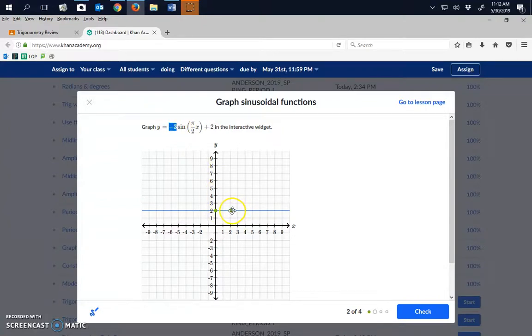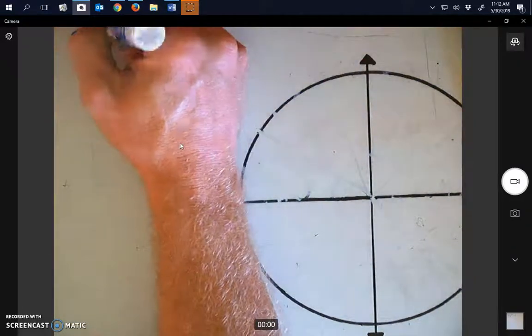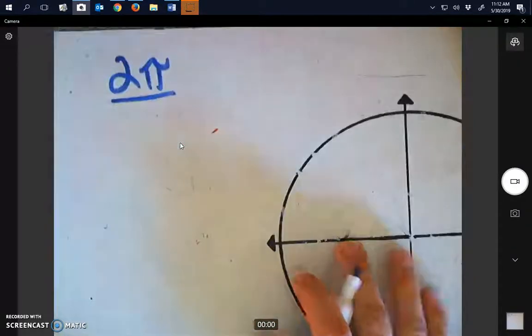So my graph needs to go down first. It needs to go down 3 units. So 1, 2, 3 units. And then it goes back up, so from 2 plus 3 is 5, and that's also accurate. And the last thing I need to look at is my pi over 2. So I'm going to divide 2 pi by pi over 2.